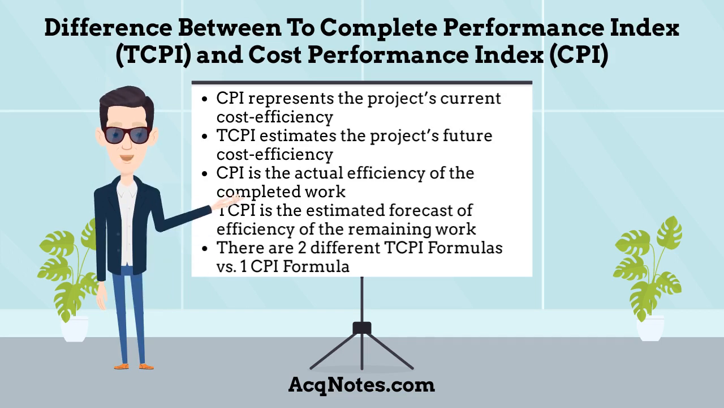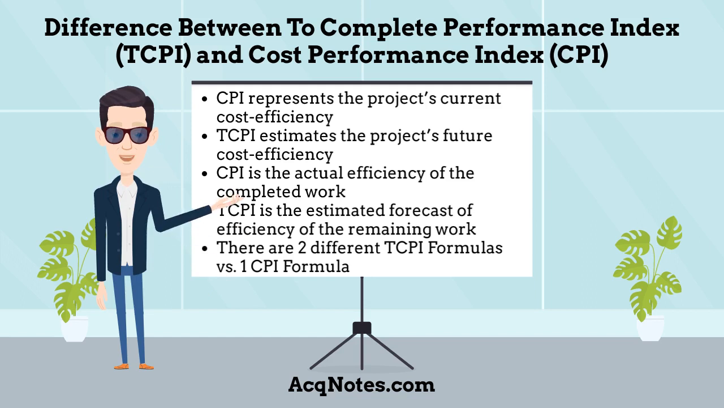What is the main difference between To-Complete Performance Index and Cost Performance Index? Cost Performance Index and To-Complete Performance Index both are a measurement of a program's cost efficiency. But Cost Performance Index is for current status where TCPI is for forecasting. The main differences are: Cost Performance Index represents the project's current cost efficiency. TCPI estimates the project's future cost efficiency.